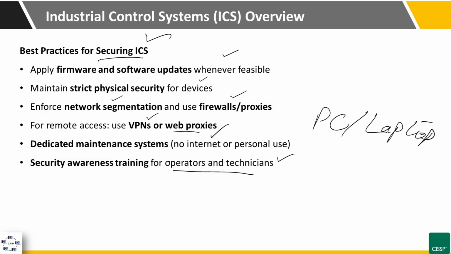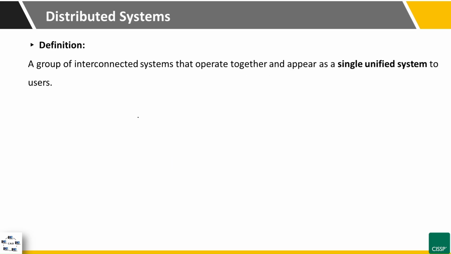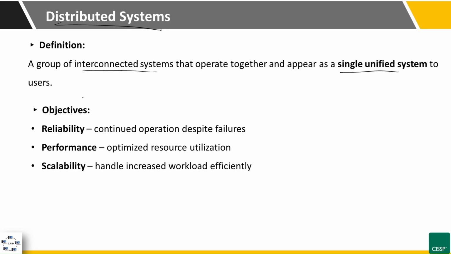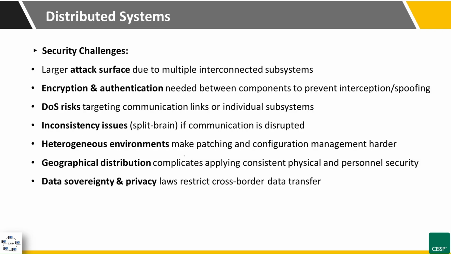Our next topic is distributed systems. Distributed systems are a group of interconnected systems that operate together and appear as a single unified system to users. The objectives of these systems are reliability, because they continually operate despite failure, performance, optimized resource utilization, and scalability. They can handle increased workload efficiently.